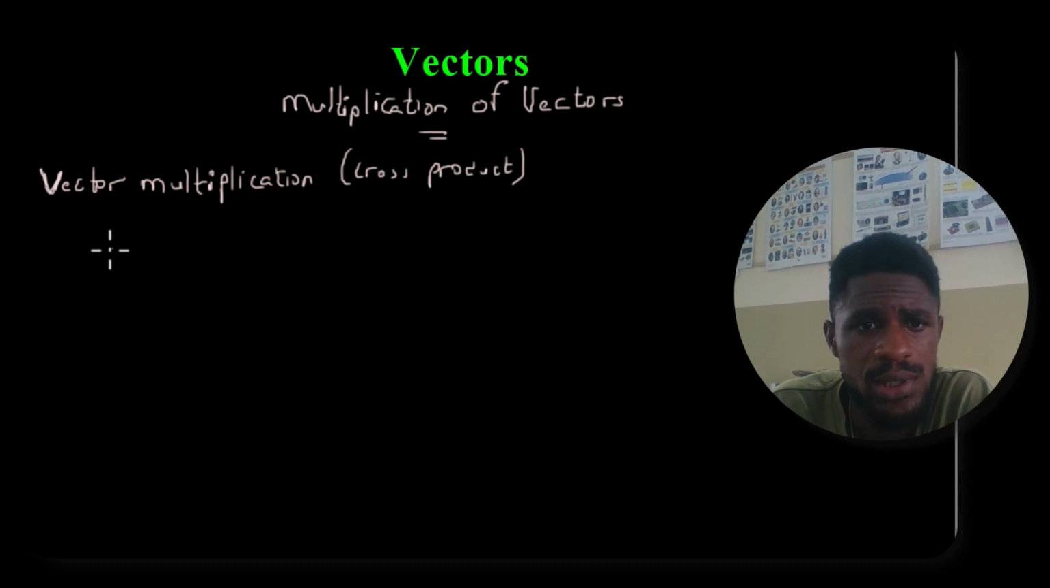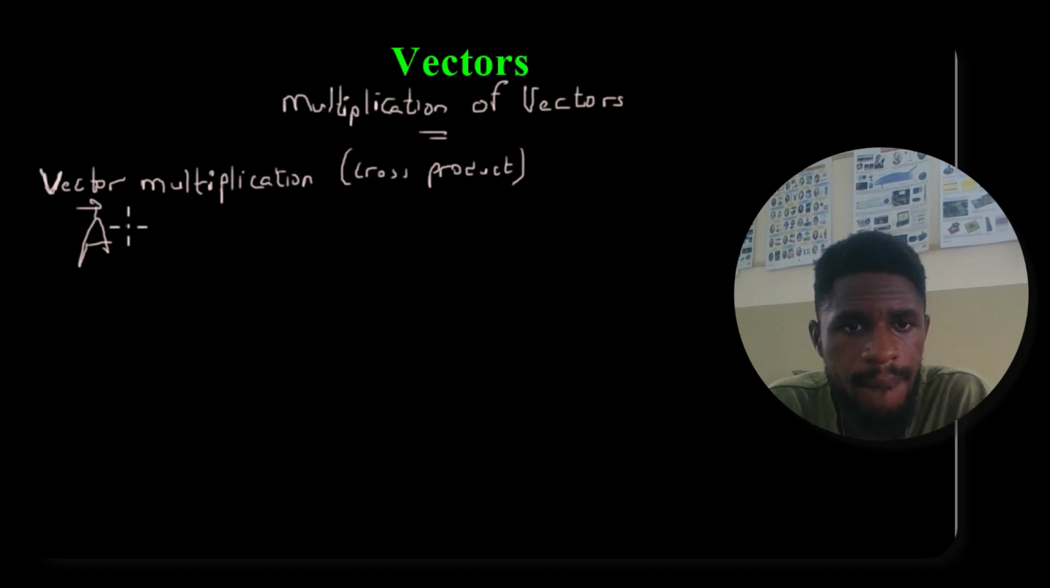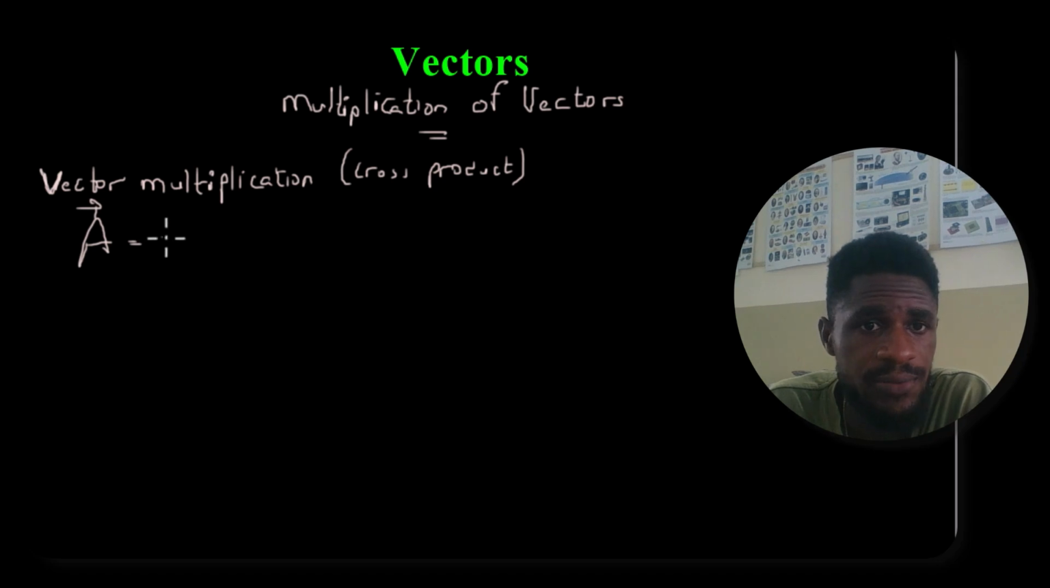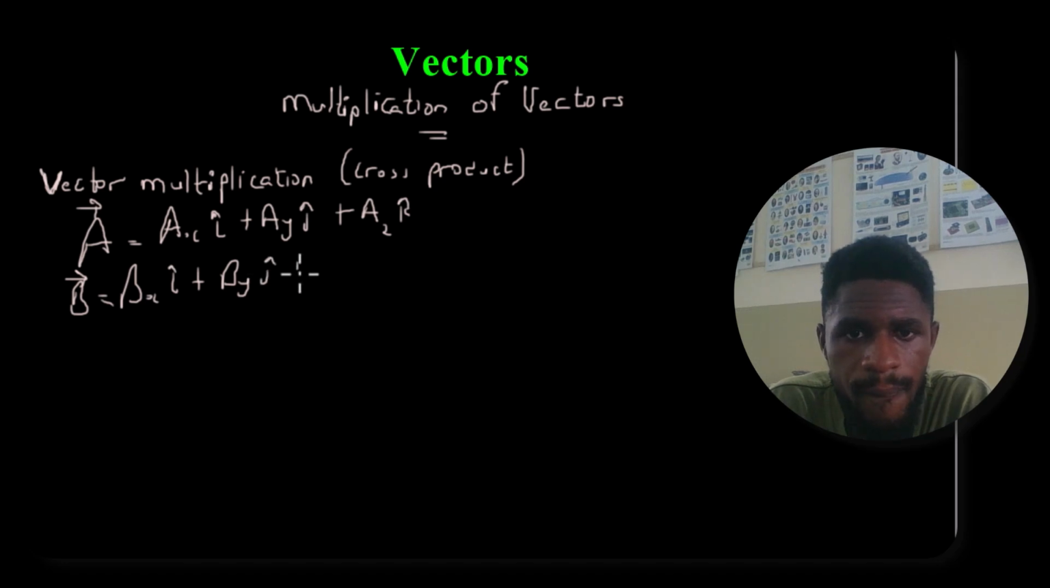So let's say we have two vectors, A vector, and then I decided to split this into its various components, AXi, AYj, AZk, and then I have vector B, BXi plus BYj plus BZk.